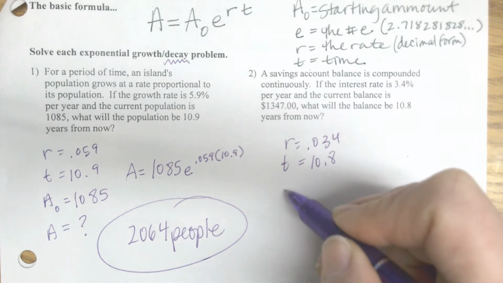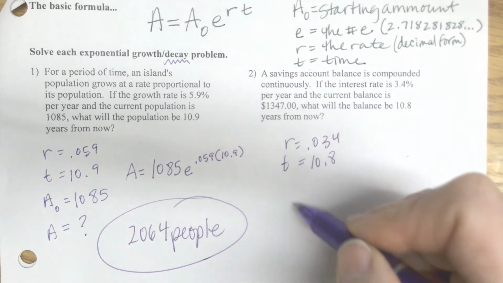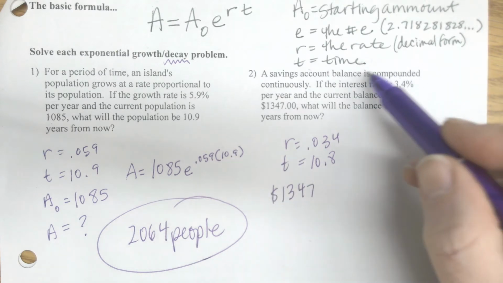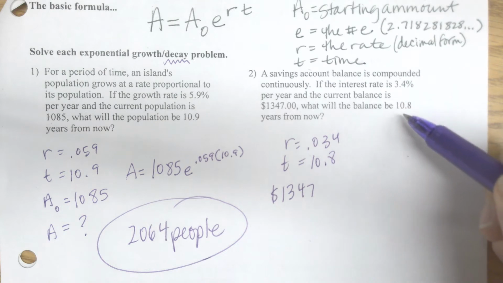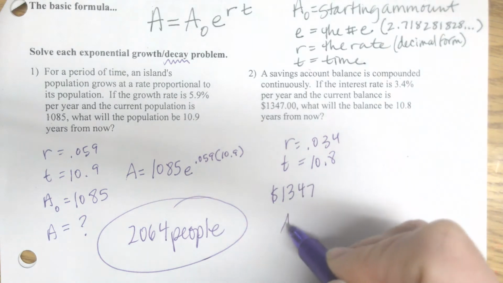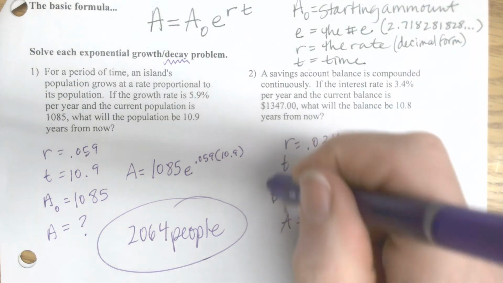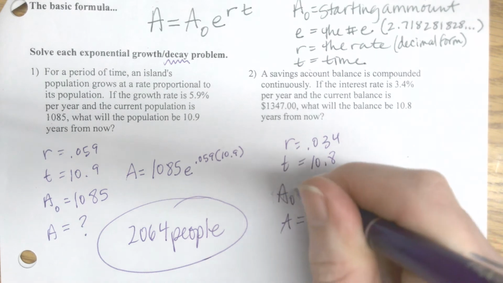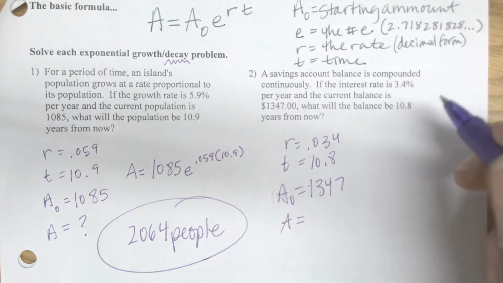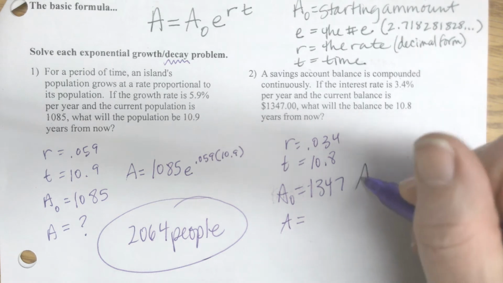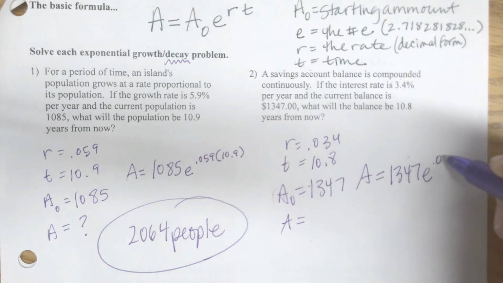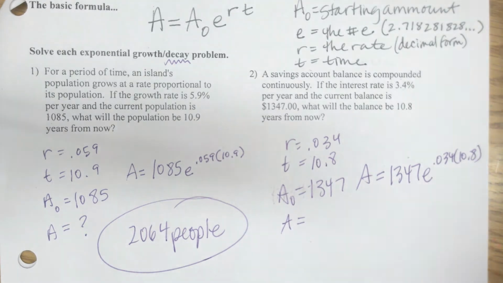I have a starting balance, $1,347. And what I need to find is where it's going to be. Oops, I wrote that wrong. I don't know why I wrote that like that. Sometimes I do silly things. So A sub 0, where I am, is 1,347. Again, it's the same thing. A is equal to 1,347 e raised to the 0.034 times 10.8. Plug it in.